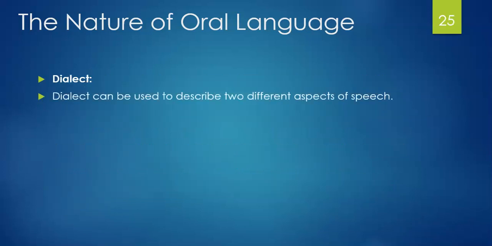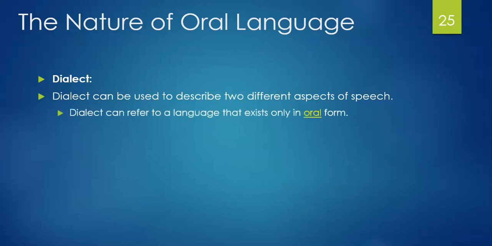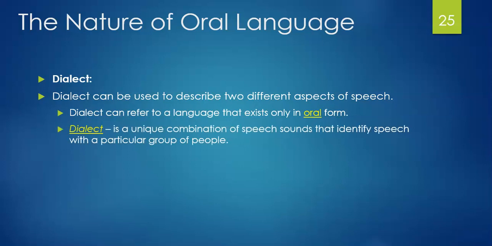Dialect. Dialect can be used to describe two different aspects of speech. Dialect can refer to a language that exists only in oral form. Navajo is an example of a language that exists only in oral form. Dialect can also be a unique combination of speech sounds that identify speech with a particular group of people.